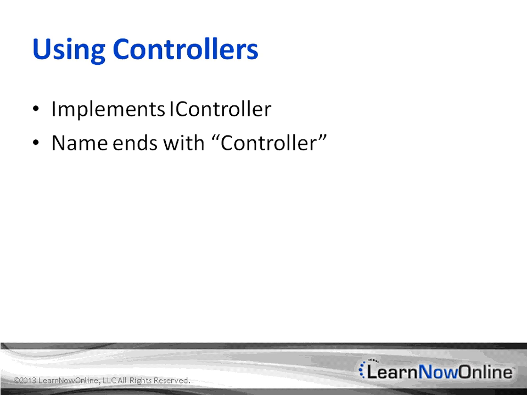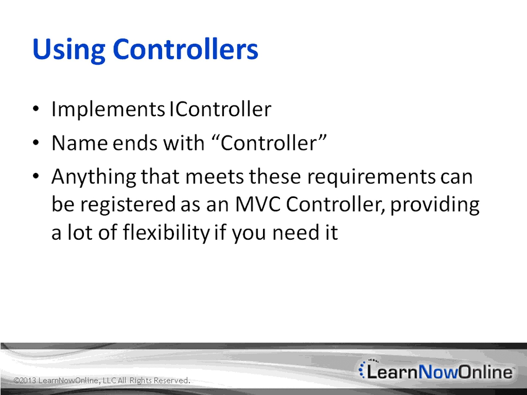But remember that MVC is predicated around convention over configuration. By giving our controllers the last name of Controller, it keeps the framework from having to store a map or a configuration file that maps all of our controllers. It just knows it can look in the controller folder, and anything that has Controller on the end and implements IController, it can register as a controller without needing some other file to map all that out. It's kind of neat because anything that meets these requirements can be registered as an MVC controller, which provides a lot of flexibility if you need it.